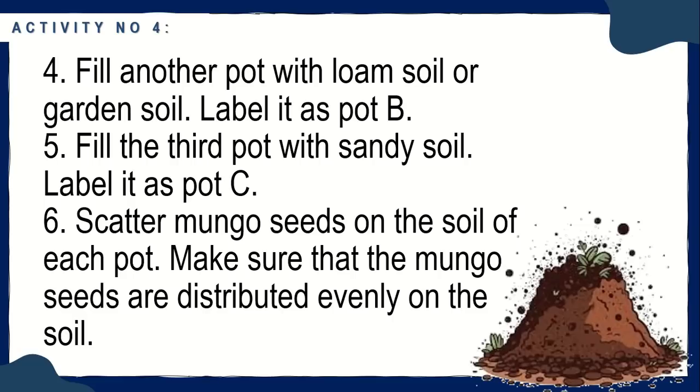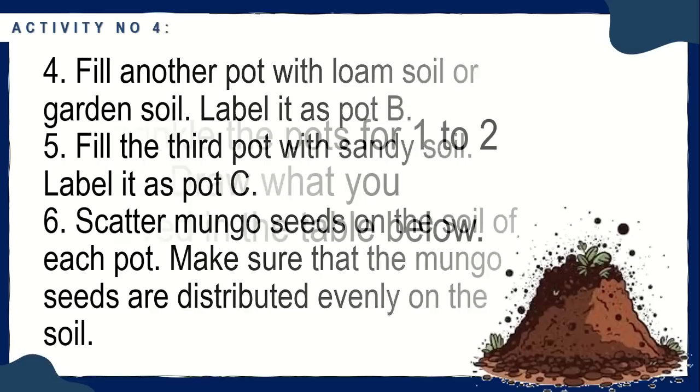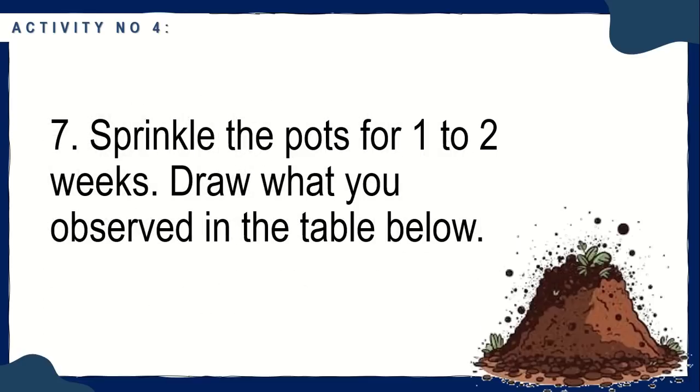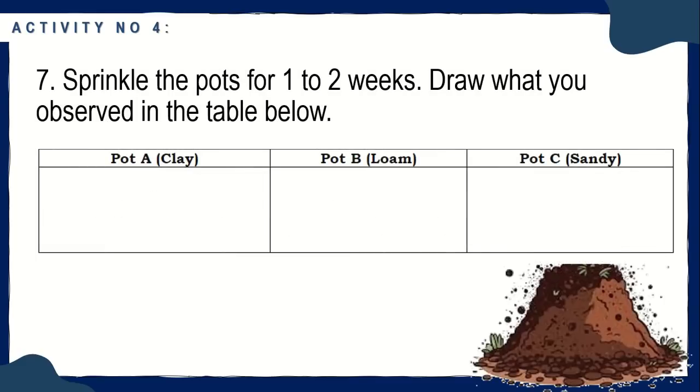Scatter mango seeds on the soil of each pot. Make sure that the mango seeds are distributed evenly on the soil. Sprinkle the pots for 1 to 2 weeks. Draw what you observed in the table below. In pot A, clay, pot B, loam, and pot C, sandy.